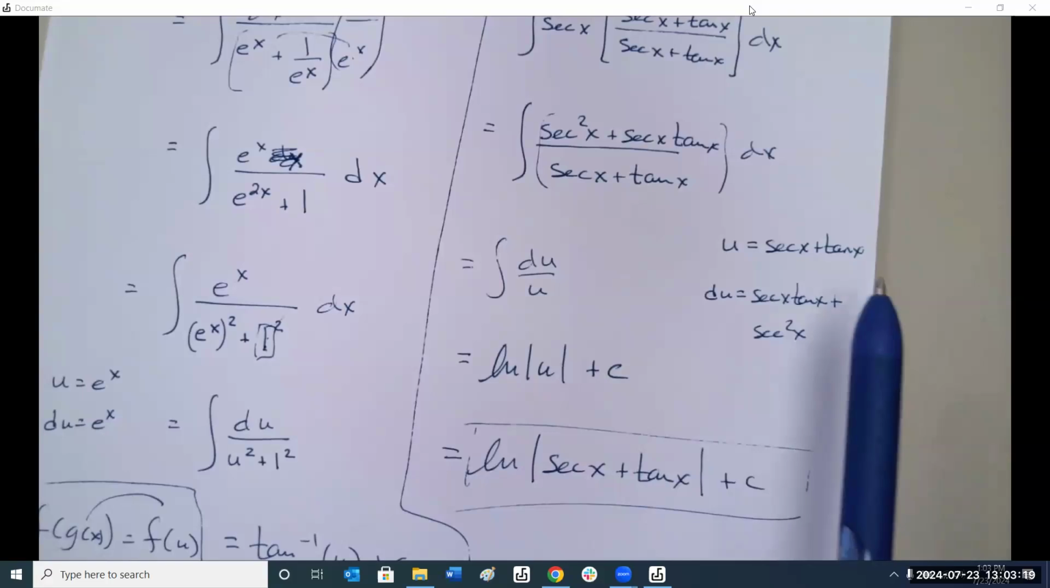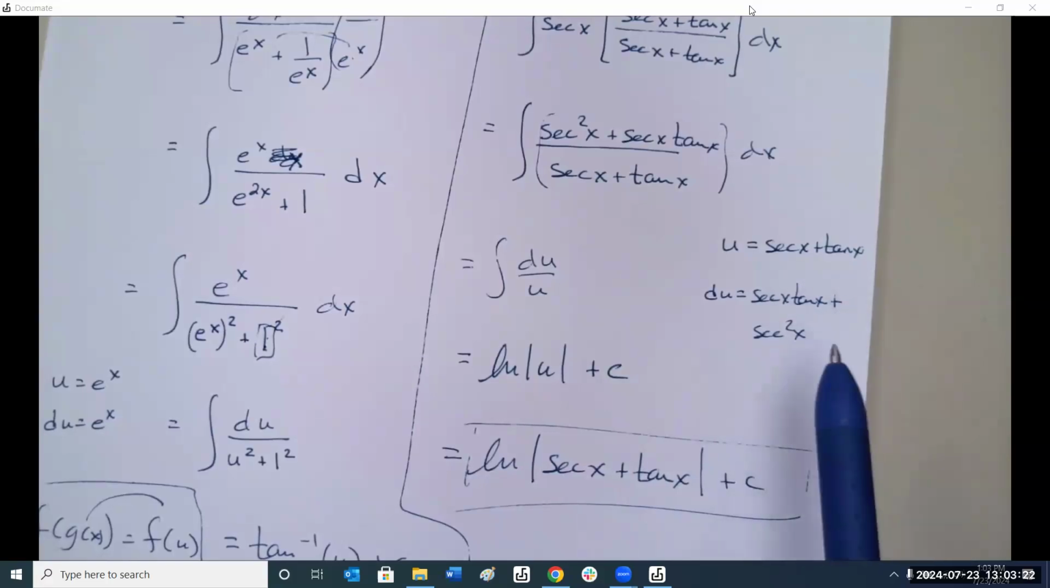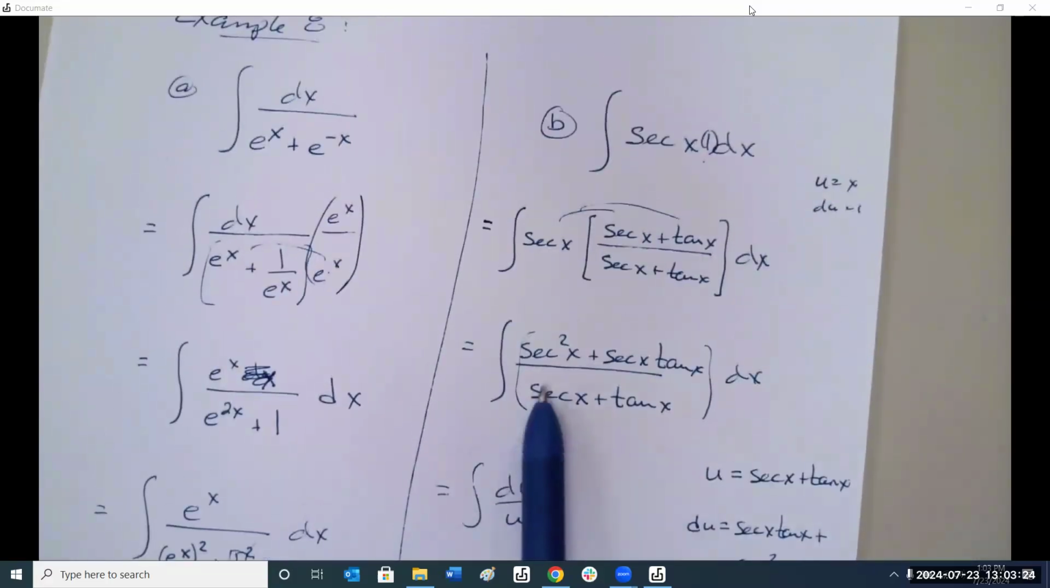The reason we use secant plus tangent is simply because it would have put us into that form. We wouldn't use cosecant and cotangent because that would give us nothing.